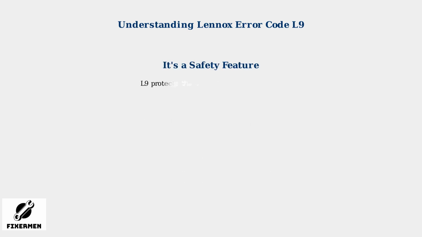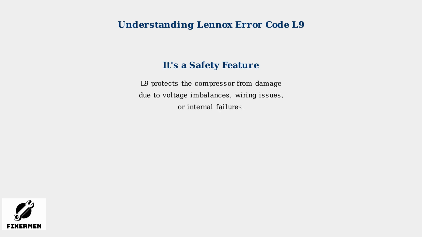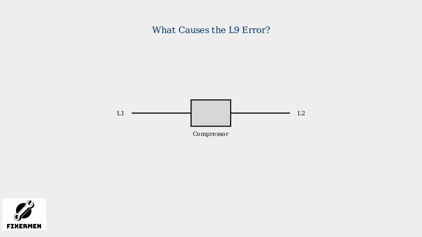This error code is actually a safety feature designed to protect your compressor from damage caused by voltage imbalances, wiring issues, or internal failures. In upcoming sections, we'll dive deeper into what causes the L9 error and how to address it. The L9 error arises from unstable electrical power supplied to the compressor.